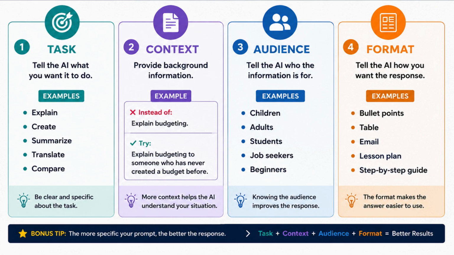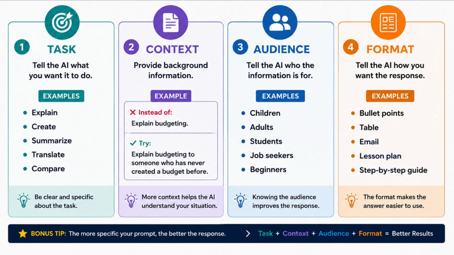When creating prompts, there are four elements that can help you get better results. Task. Tell the AI what you want it to do. Examples: explain, create, summarize, translate, compare. Context. Provide background information. Instead of explain budgeting, try explain budgeting to someone who has never created a budget before. Audience. Tell the AI who the information is for. Examples: children, adults, students, job seekers, or beginners.